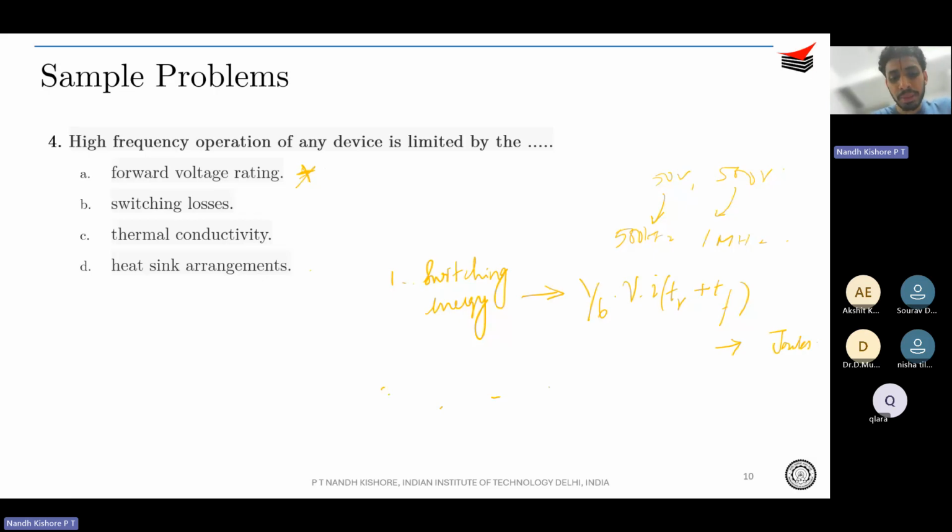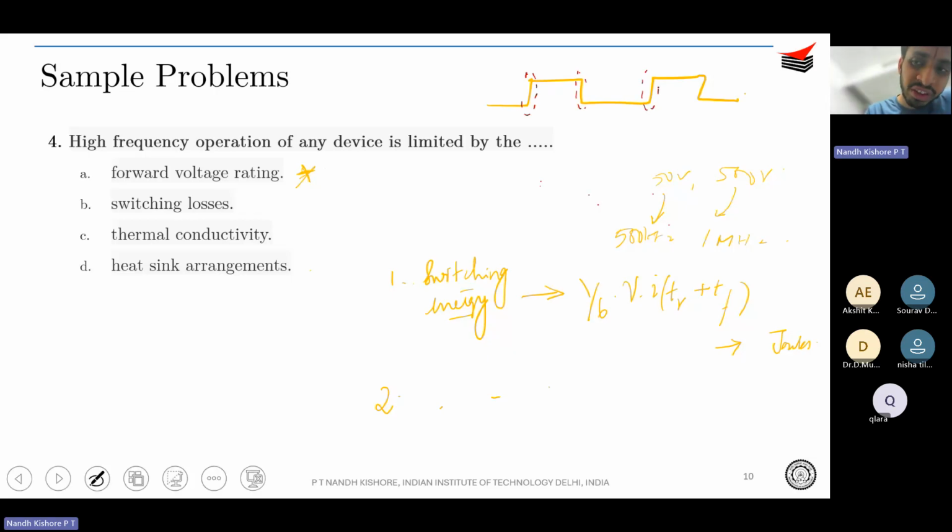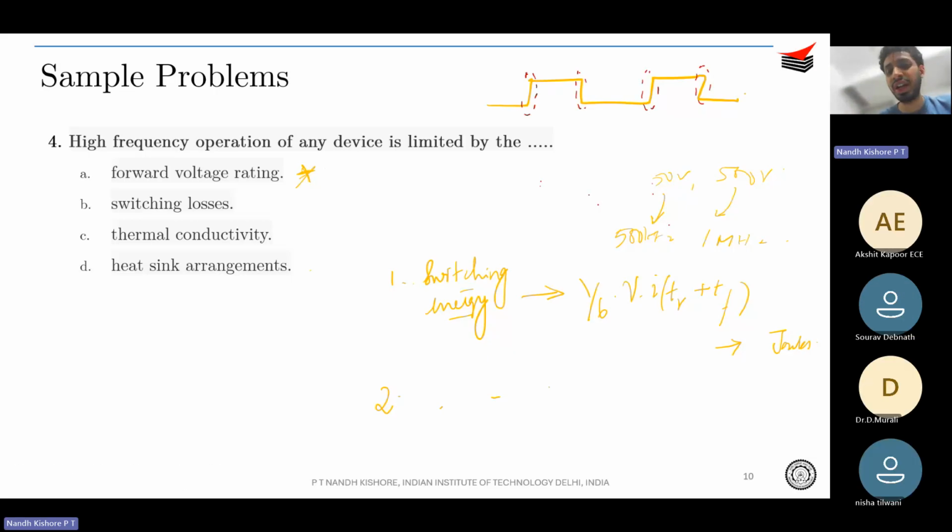So to convert that into the power, you understand that this much switching energy is expended, or used up, every time the device turns on and turns off, right? So let's say the device turns on and turns off, turns on and turns off. So during these instances, there is a finite amount of switching energy that is involved, right? So you have studied in detail about that. That is what happens.